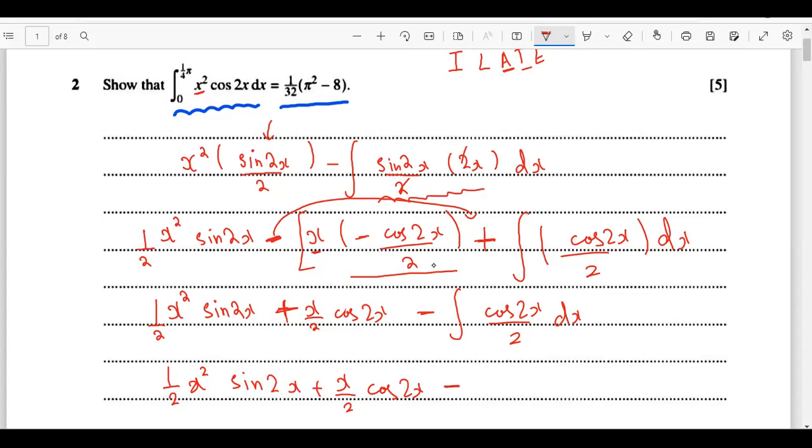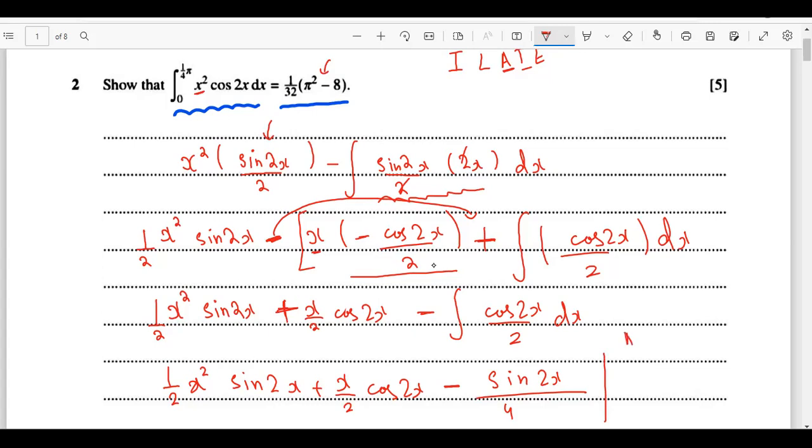The integration of cos 2x is sine 2x, so 1 by 2 sine 2x. Very good. Okay, so this is what I'm going to get, right? Now we are done with this. We need to show this, so we have to plug in the limits.